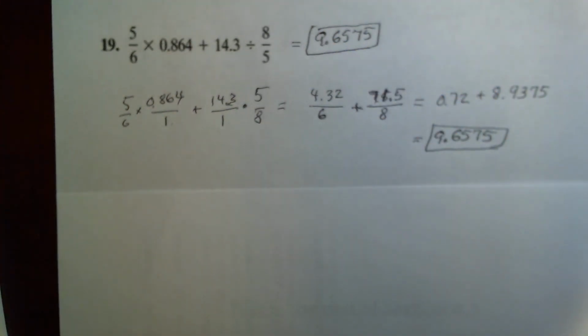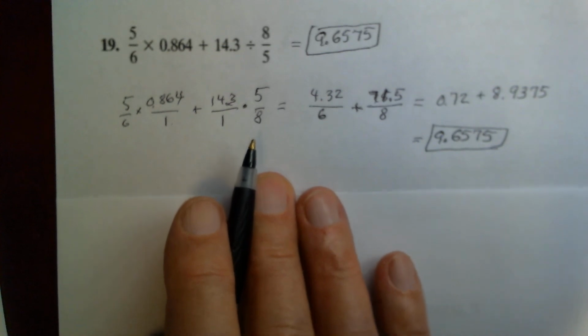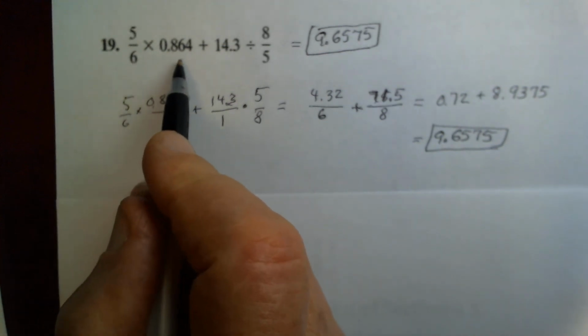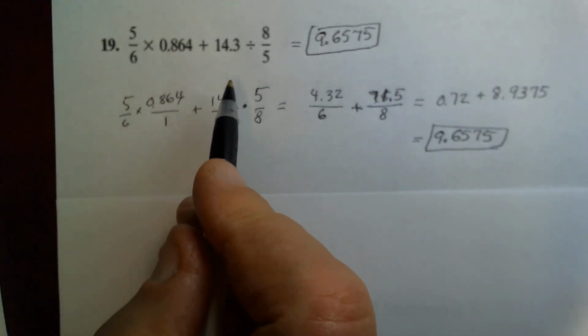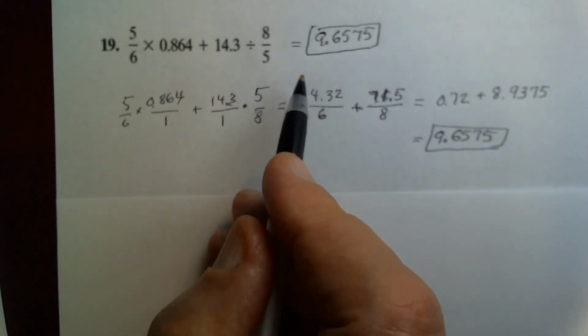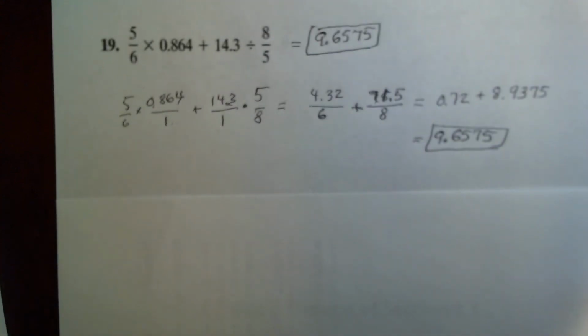So that's how you can make sense out of a combination of fractions and decimals. It's probably easier to convert everything to decimals. This is the end of section 4.5.